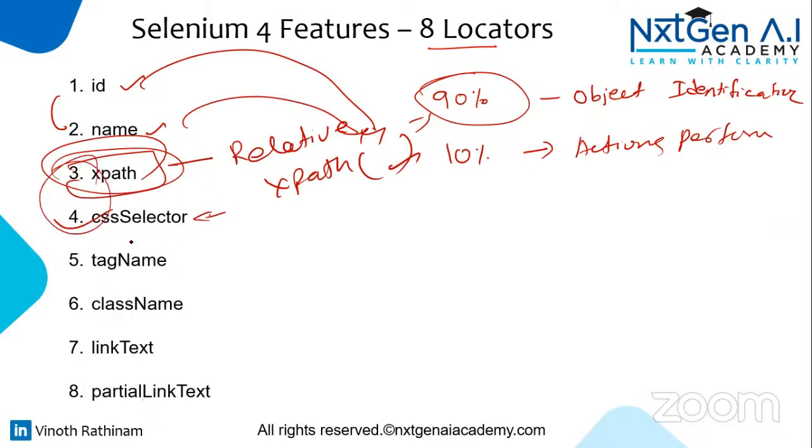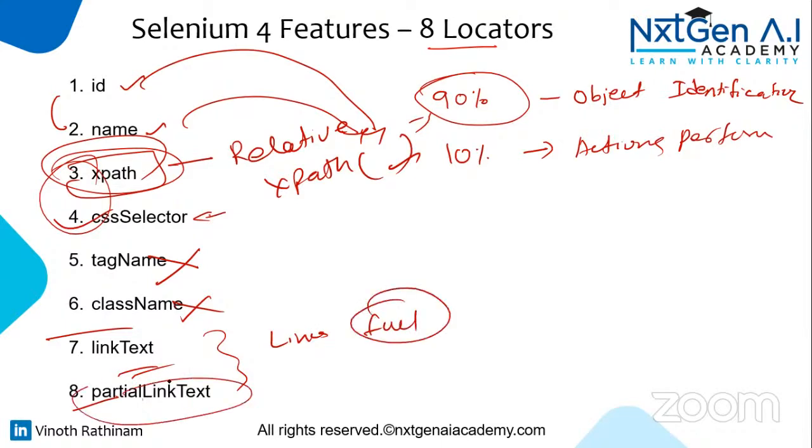This is what we learned initially. We should never use tag name, class name. Maximum go with the XPath. And these two specifically are designed for handling the links. So link text means we have to give the exact text, how it is displayed in the application, full text. Partial link text means that partial value. So these are all we have already learned.